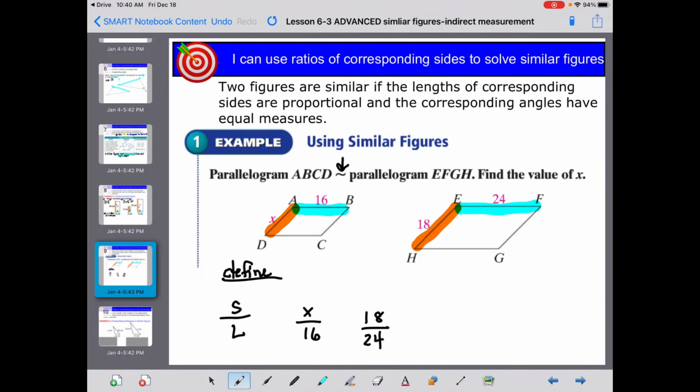Now, I'm told that these are similar. See this? They are similar. So that means the sides are a proportion. So that being the case, you simply solve the proportion. Go ahead in your calculator and type 18 times 16, and I get 288. Well, we know that cross products are equal. So what number times 24 equals 288? And the answer is 12. So the length of x is 12, whatever the units are.